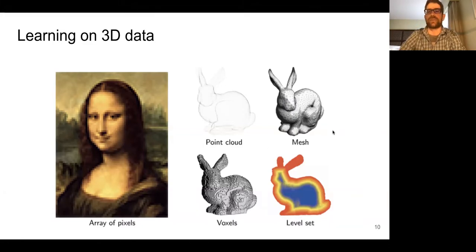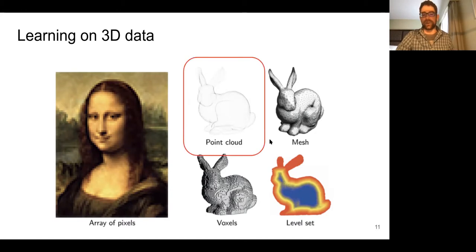I don't want to spend too much time on this, but for example, meshes are widely used in graphics. We probably won't replace them in the near future, but it means that we also have to design neural network architectures that can consume each of these representations and spit out some interesting results. So it's not trivial to do. And in today's talk, I'll focus on point clouds.